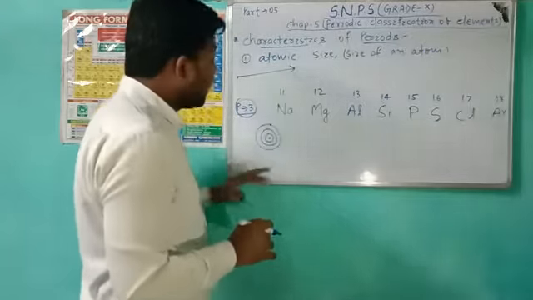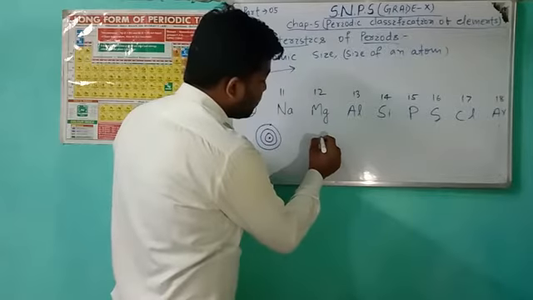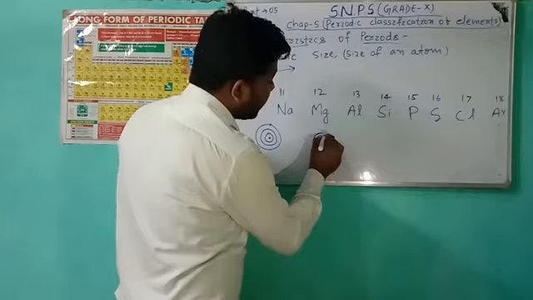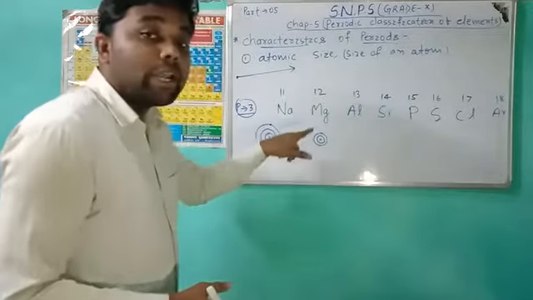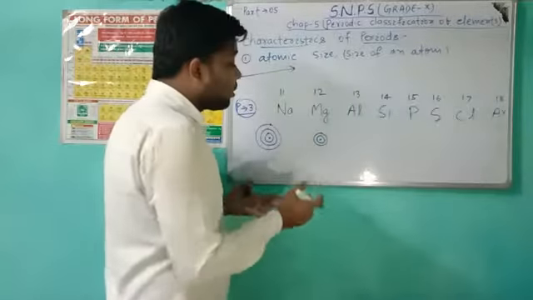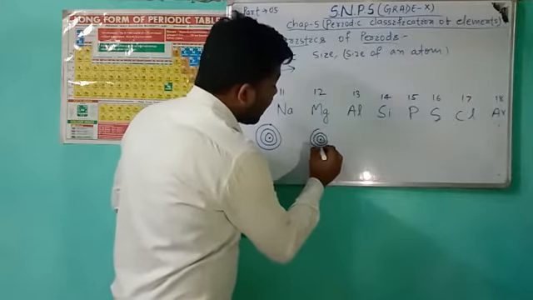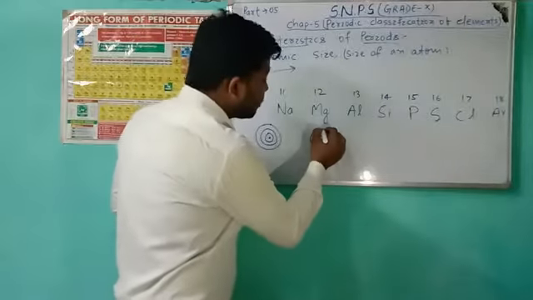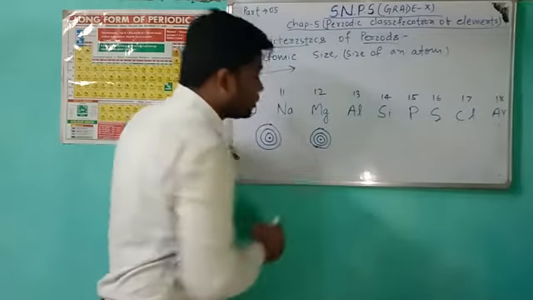So it is clear. Again, if we talk about magnesium, this is its nucleus, this is the first orbit, this is the second orbit. As usual, the first and second orbits of magnesium are also occupied. And if we talk about the outermost shell, it has only 2 electrons.